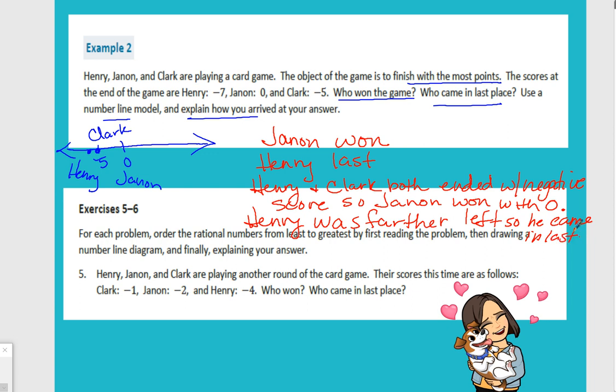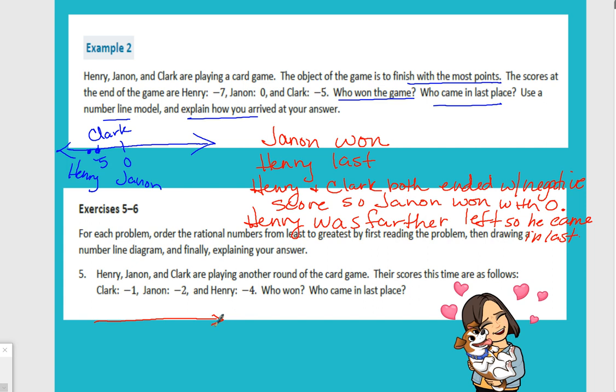Now, exercise 5 says, for each number, order the rational numbers from least to greatest. Let me reread that. For each problem, order the rational numbers from least to greatest by first reading the problem, then drawing a number line, and finally explaining your answer. So we're doing the same thing, but we've got different scores this time. Okay, so again, let's go ahead. Henry, Janin, and Clark are playing another round of the card game. Their scores this time are as follows. And who won and who came in last place.